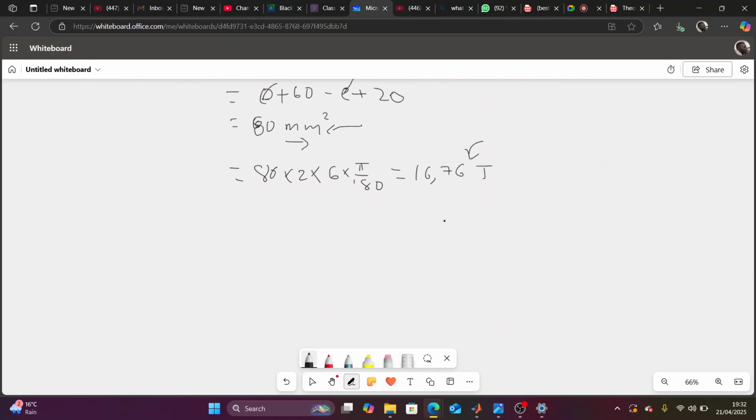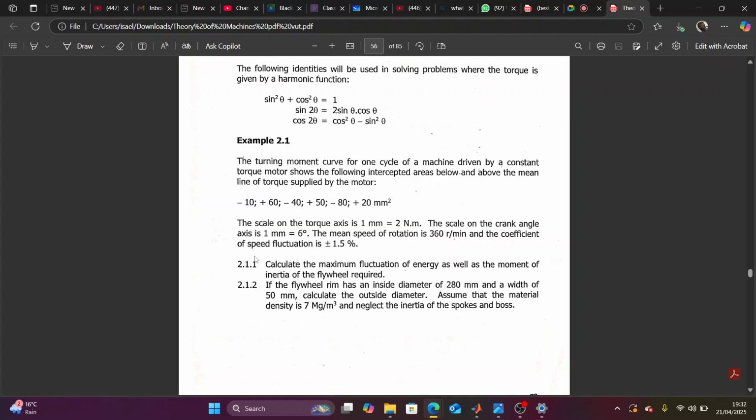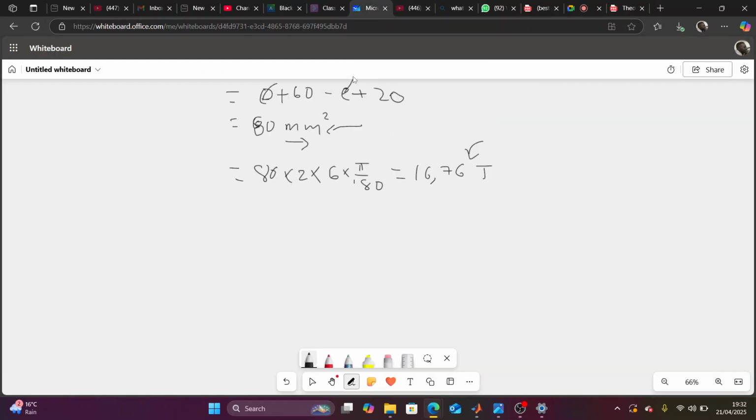Okay, Andile, now that we get EF, what is next? Next, they said we should find the maximum fluctuation energy. What is next on the problem? They said we'll do the flywheel after. I'm just showing you. They said maximum fluctuation energy, as well as the minimum moment of inertia. Okay, there's a formula that I wanted to show you, like I said, as we proceed.